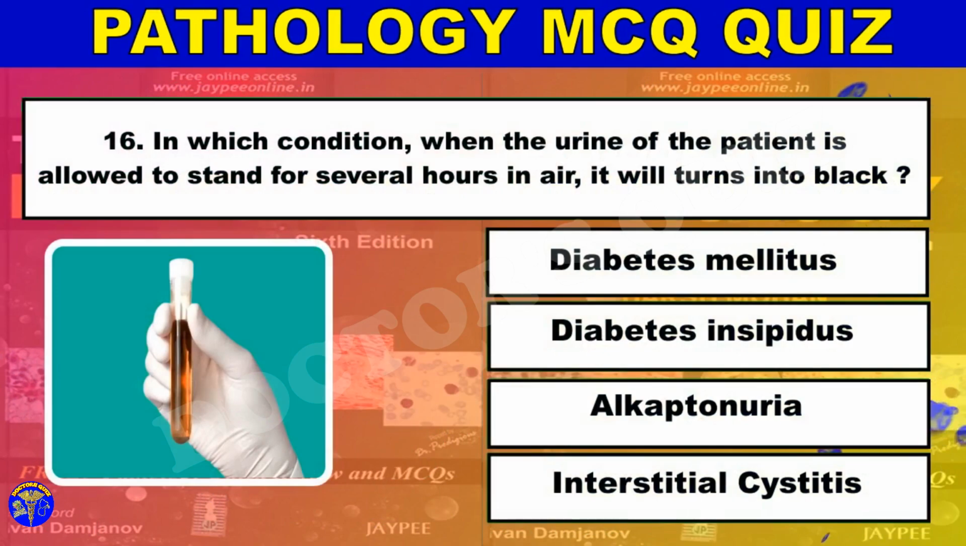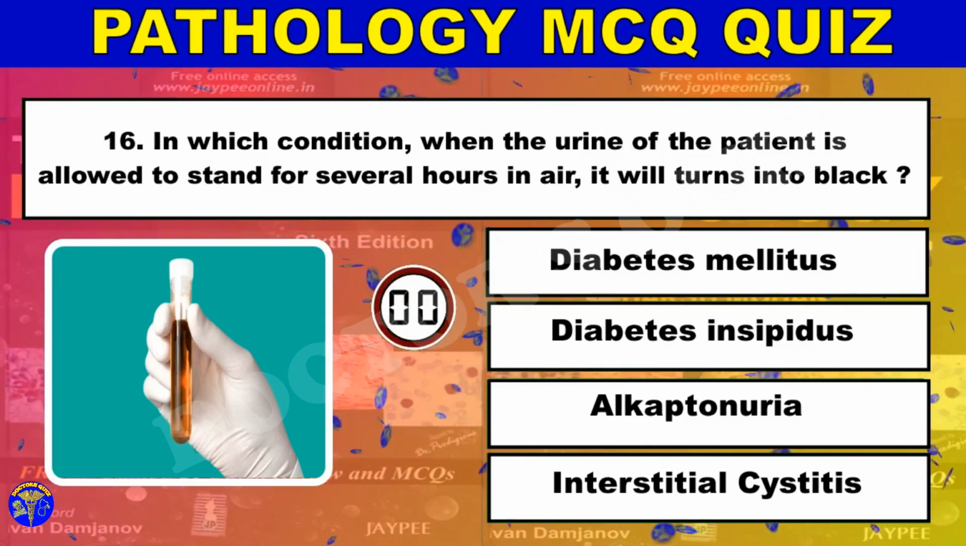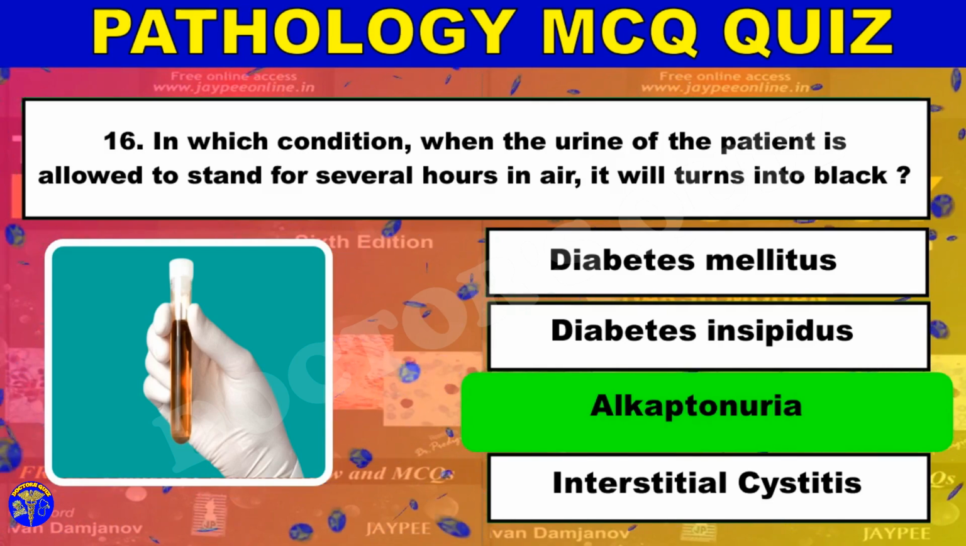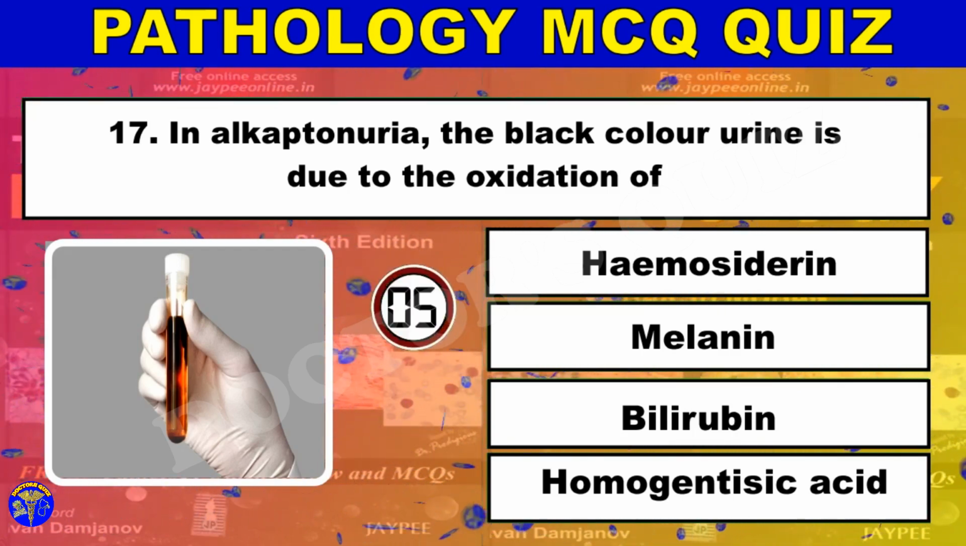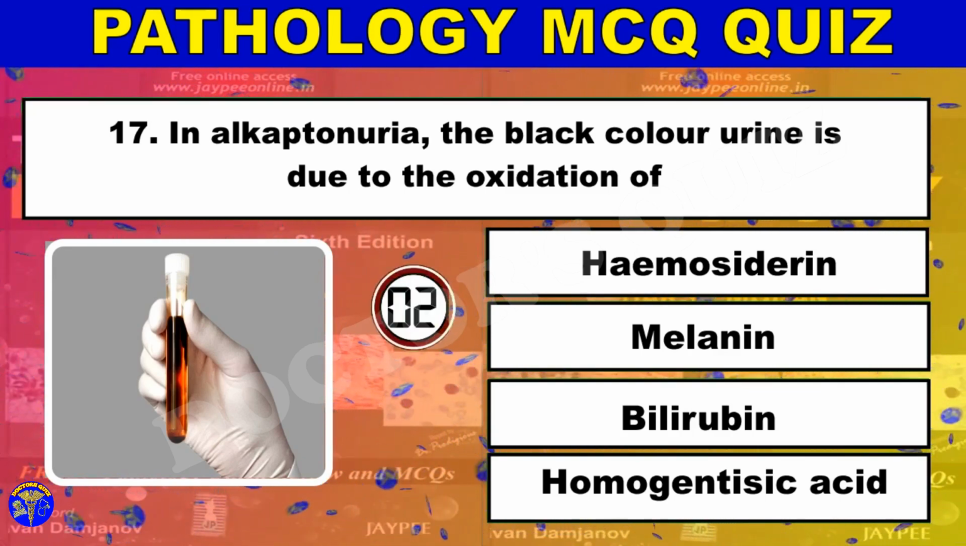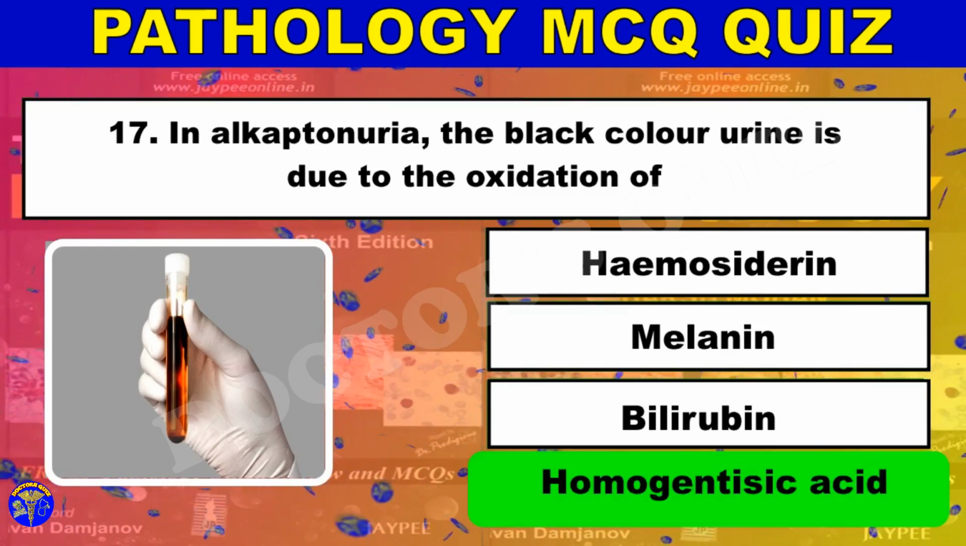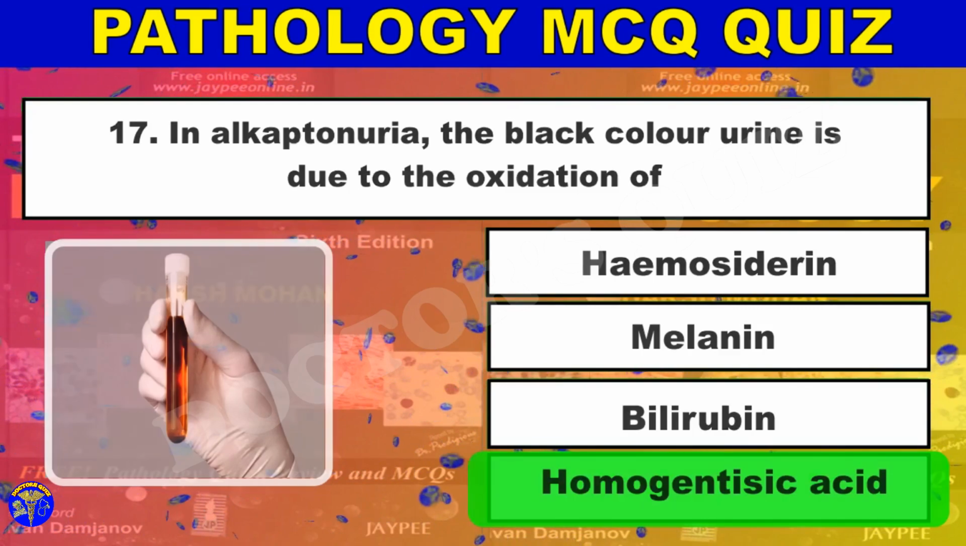In which condition, when the urine of the patient is allowed to stand for several hours in air, will it turn black? The options are diabetes mellitus, diabetes insipidus, alkaptonuria and interstitial cystitis. And the right answer is alkaptonuria. In alkaptonuria, the black color of urine is due to the oxidation of? The options are hemosiderin, melanin, bilirubin, homogentisic acid. And the right answer is homogentisic acid.